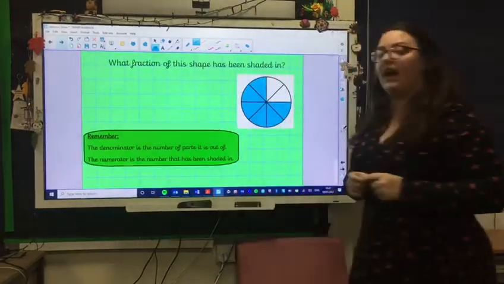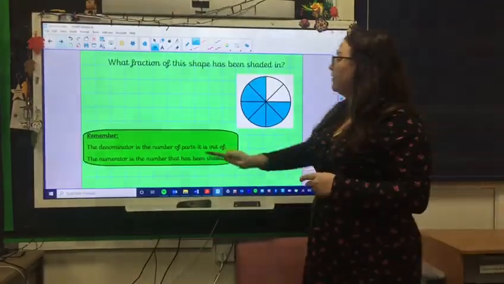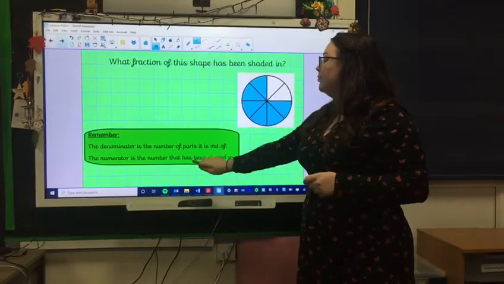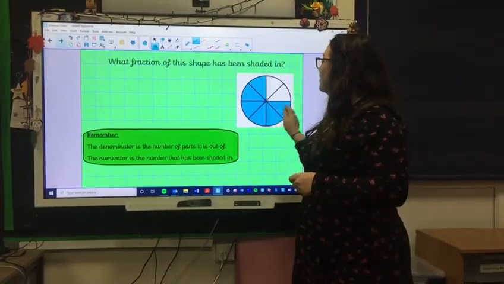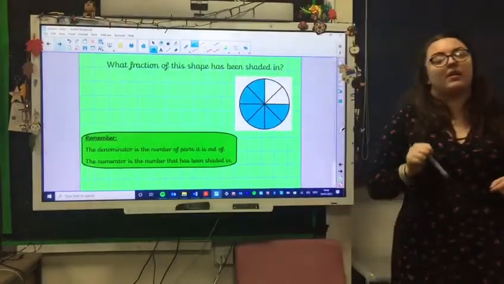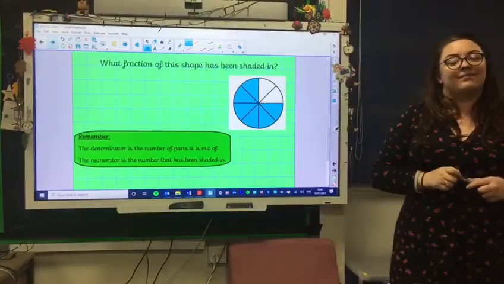So I want you to have a think, remembering that the denominator, the bottom number, is the number of parts it's out of, and the numerator, the top number, is the number that's been shaded in. Write what fraction that picture is showing. Pause the video, give it a go.